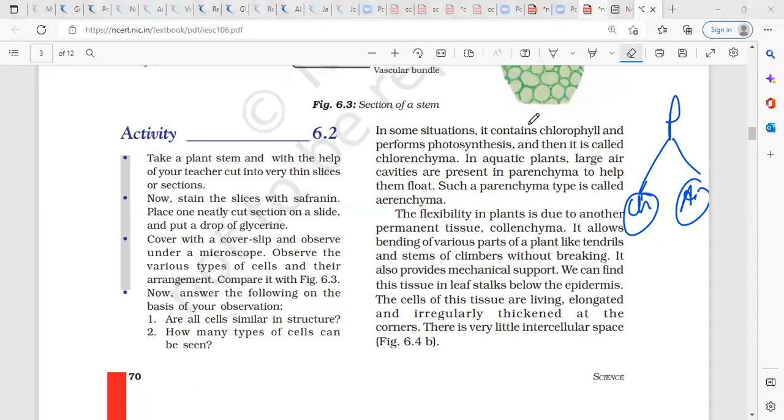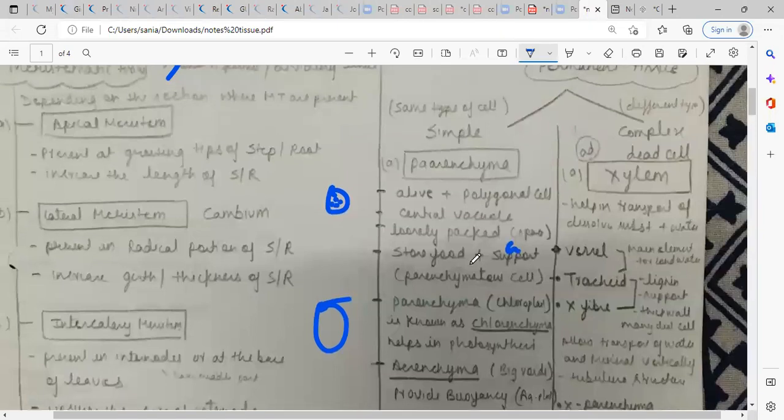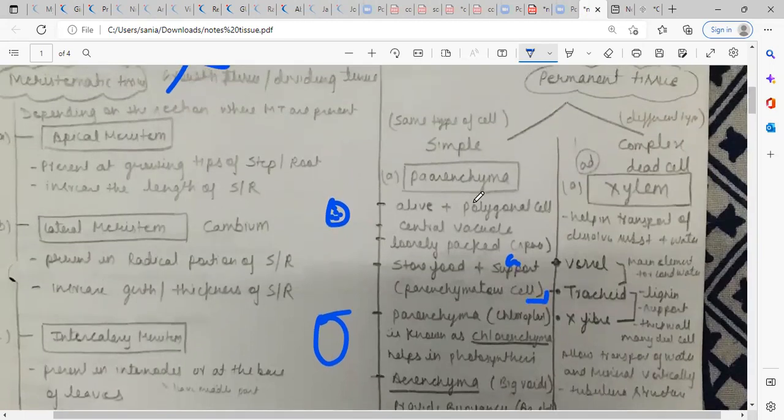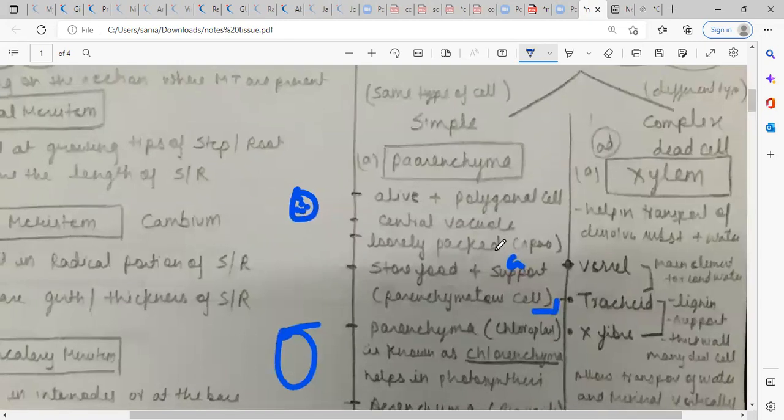First of all, write only till here: alive plus polygonal shape, central vacuole, loosely packed, store food plus give support because of parenchymatous cells. After that, these two points you'll write from the book. Be very quick.